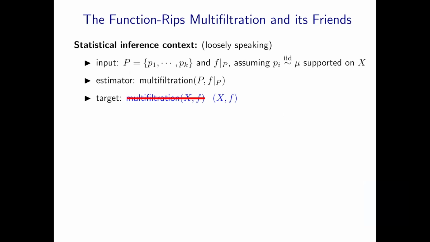The target is going to be this multifiltration that we don't really know what it is. At the end of the day, if you talk to a biologist and you tell them, hey, I have an estimator for this object, they will tell you what is this object, okay? So what they care about usually is more like the space itself, like the filtered space, the space filtered by this function f. That should be the target. And so that's what we're going to study.